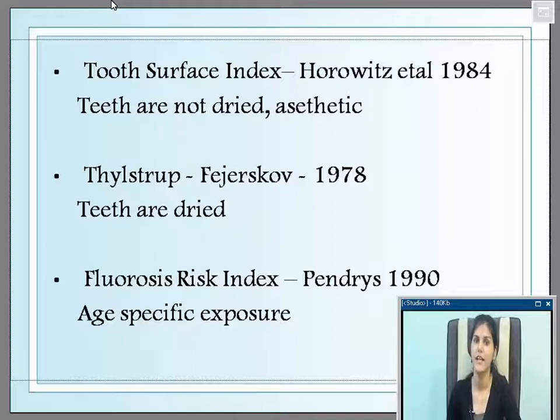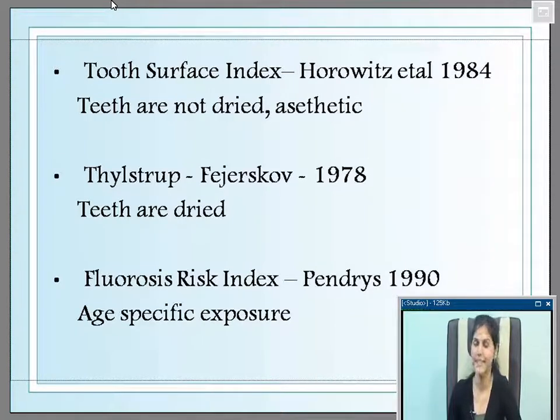The next one that we have, that is the Thylstrup-Fejerskov index given in 1978, is considered the most sensitive mainly because it dries all the teeth and checks the severity of the white stain. It is also more sensitive than the Dean, basically because when Dean formed his index, he was only examining people in the area where the fluoride content of water was up to 5 ppm. Whereas when these two scientists gave their index, they checked teeth that are affected by fluorosis up to 7 or 8 ppm of fluoride in water.